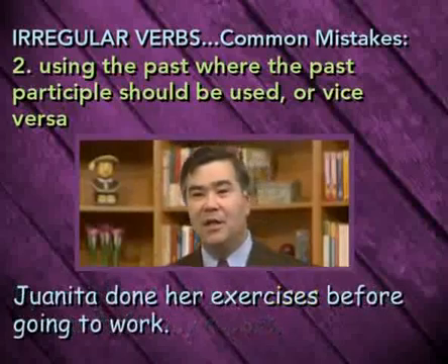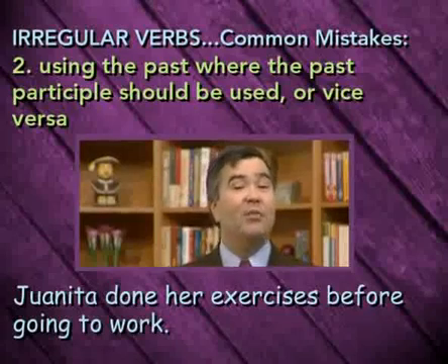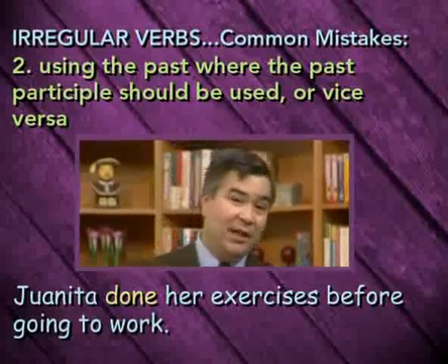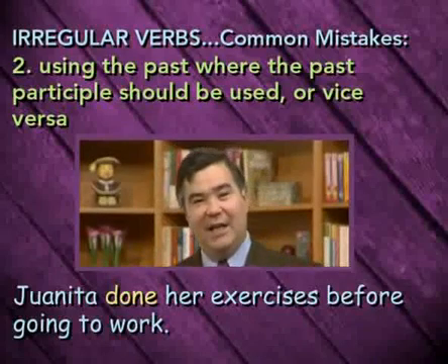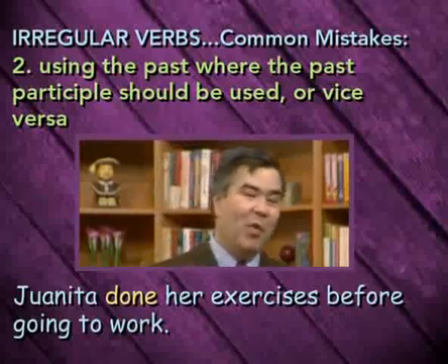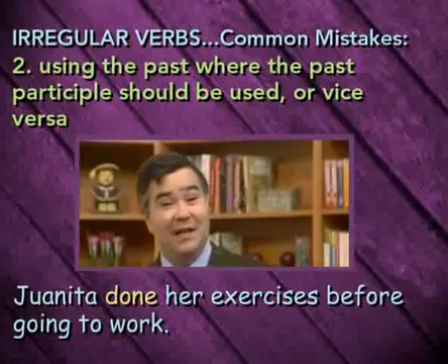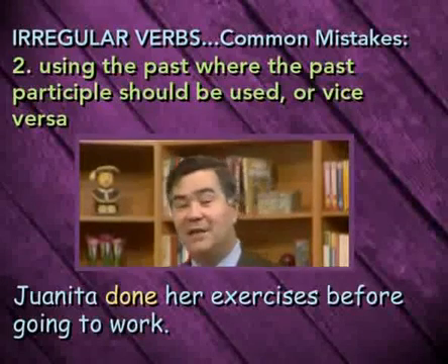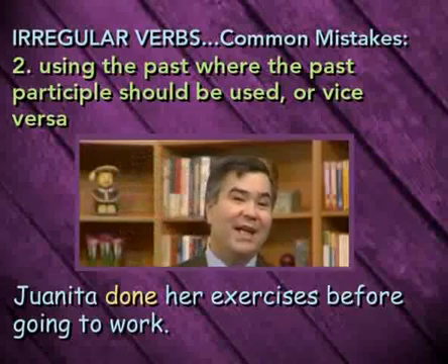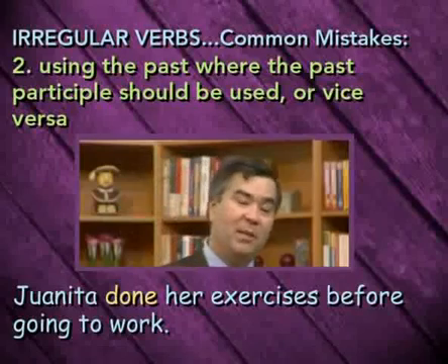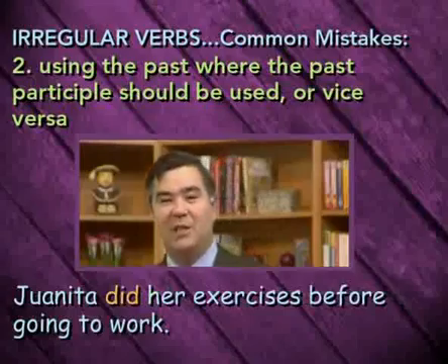One more example. Juanita done her exercises before going to work. Once again, the verb to do is being used. Now in this case, the past tense ought to be used because we're describing something that Juanita did in the past. Now the past form of to do is did. The author of this sentence hasn't used the past. Instead, the author has mistakenly used the past participle done. So again, the sentence is incorrect because of a confusion between the past and the past participle. The sentence ought to read, Juanita did her exercises before going to work.